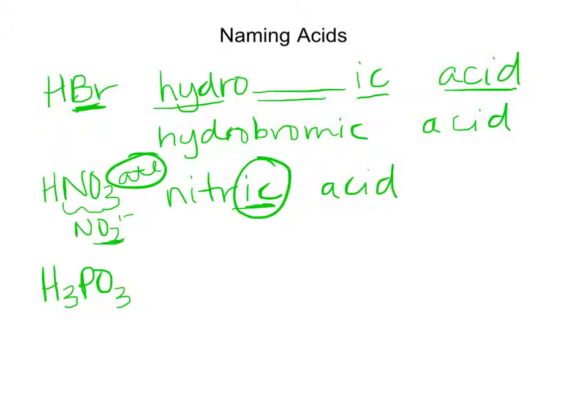Then let's look at this last one down here. We've got phosphite. Now this one ends in ITE, so we're not going to use ic as our suffix here. We need to use OUS. So the way that this one is going to be, it's going to be phosphorous, and this is our suffix, that's an S, by the way.